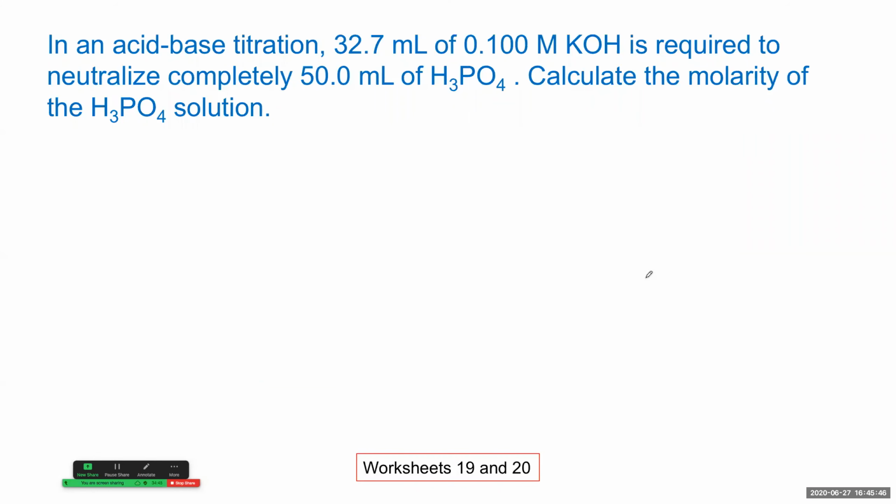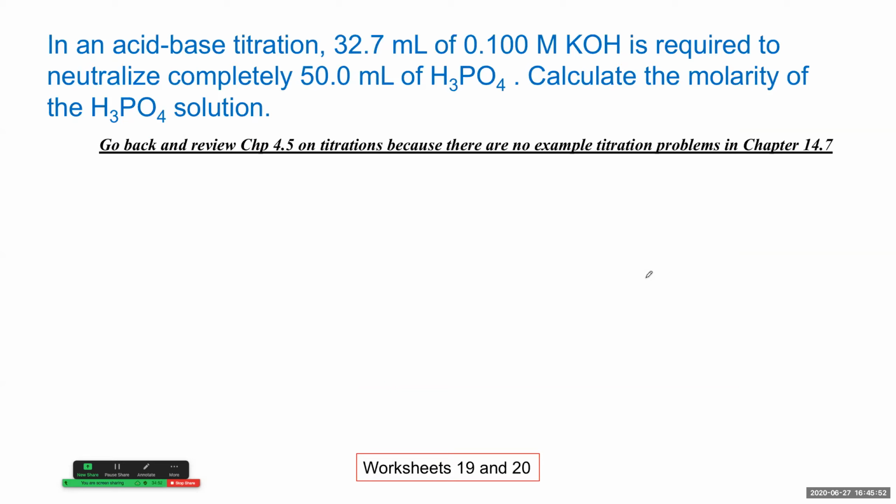So the last problem is the kind of problem we're going to see on worksheet 20. Now, this is a stoichiometry problem. And there are no example problems like this in chapter 14.7. If you want to see example problems, you want to go to chapter 4.5, which is quantitative stoichiometry, I think, in chapter 4. Go back to chapter 4.5 and you can look at some sample problems that are like the ones we're going to work here.